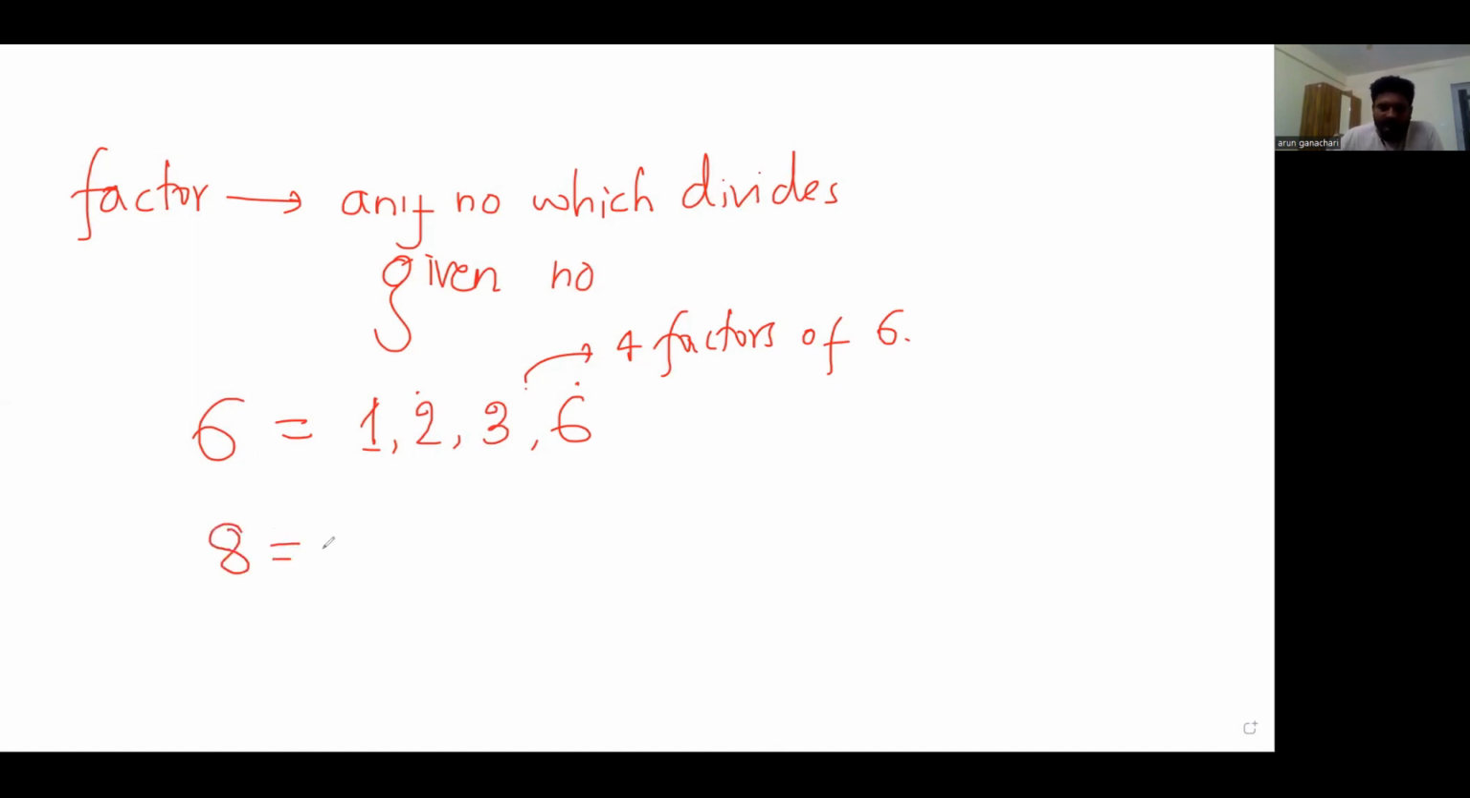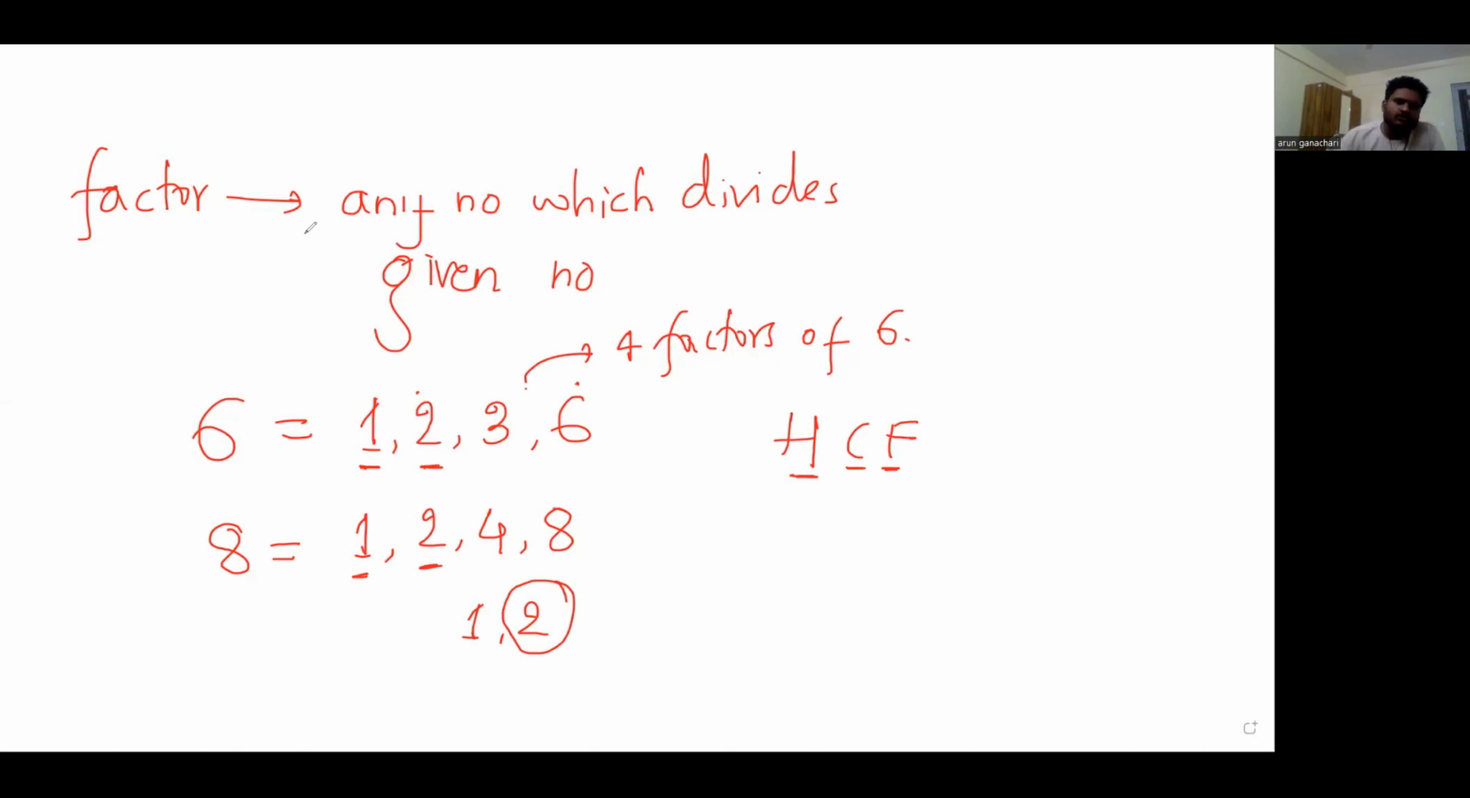Now if I take 8, what are the factors? 1, 2, 4, and 8. These are the factors of 8. Now, what is the meaning of HCF? HCF means it is a common factor, and that too it should be highest. What are the common factors in both 6 and 8? 1 is a common factor among these two, and 2 is a common factor among these two. But among 1 and 2, which is the highest? 2 is highest. That's why we call it HCF, highest common factor.